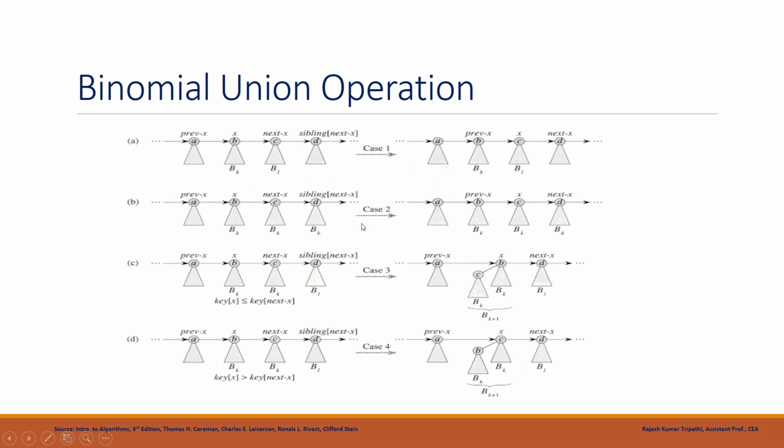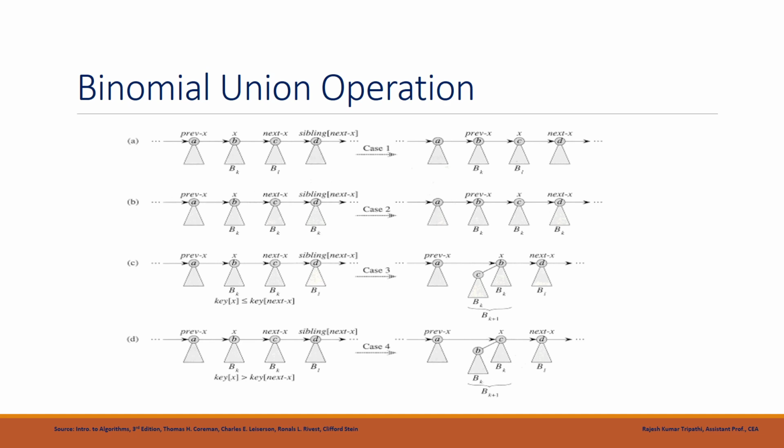Now in case number 2, if x is pointing to B and next x is pointing to C and both are having the same order, in that case again we will check the order of next to next x or sibling of next x. If it is also same, again our pointers will move in forward direction. So there are two cases, case number 1 and case number 2. In these two cases our pointers will move ahead.